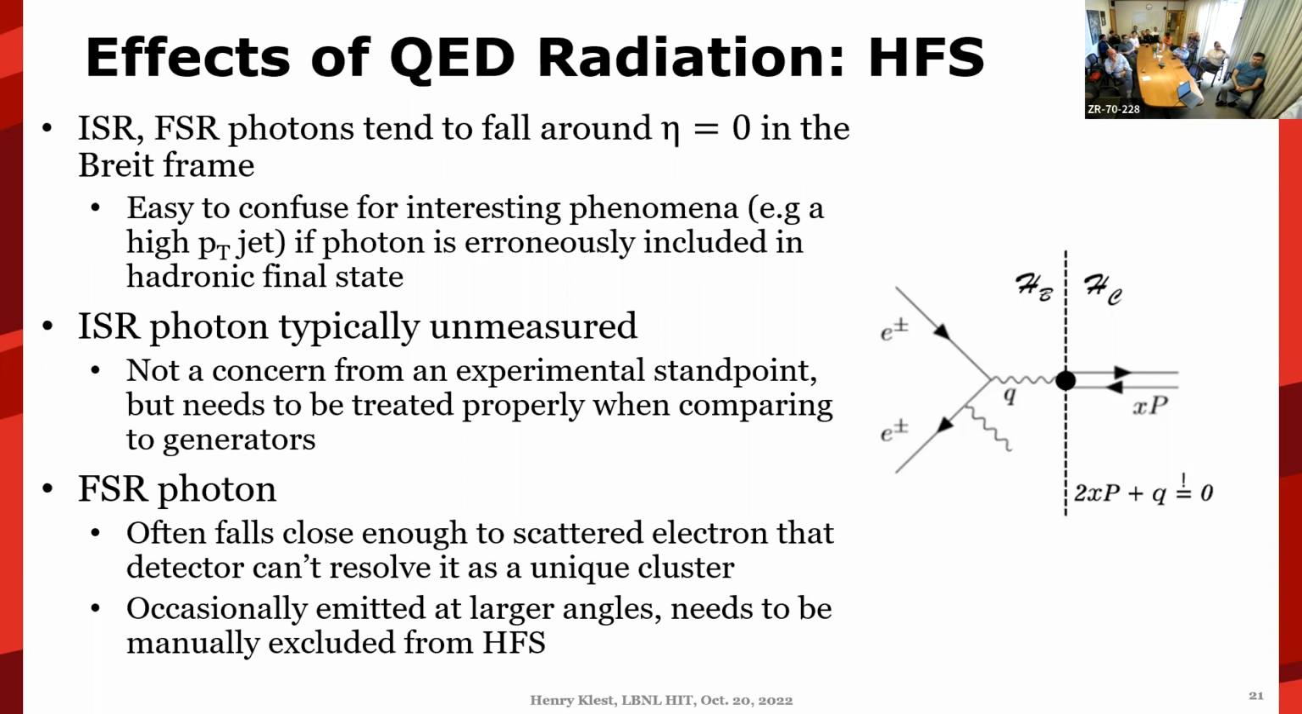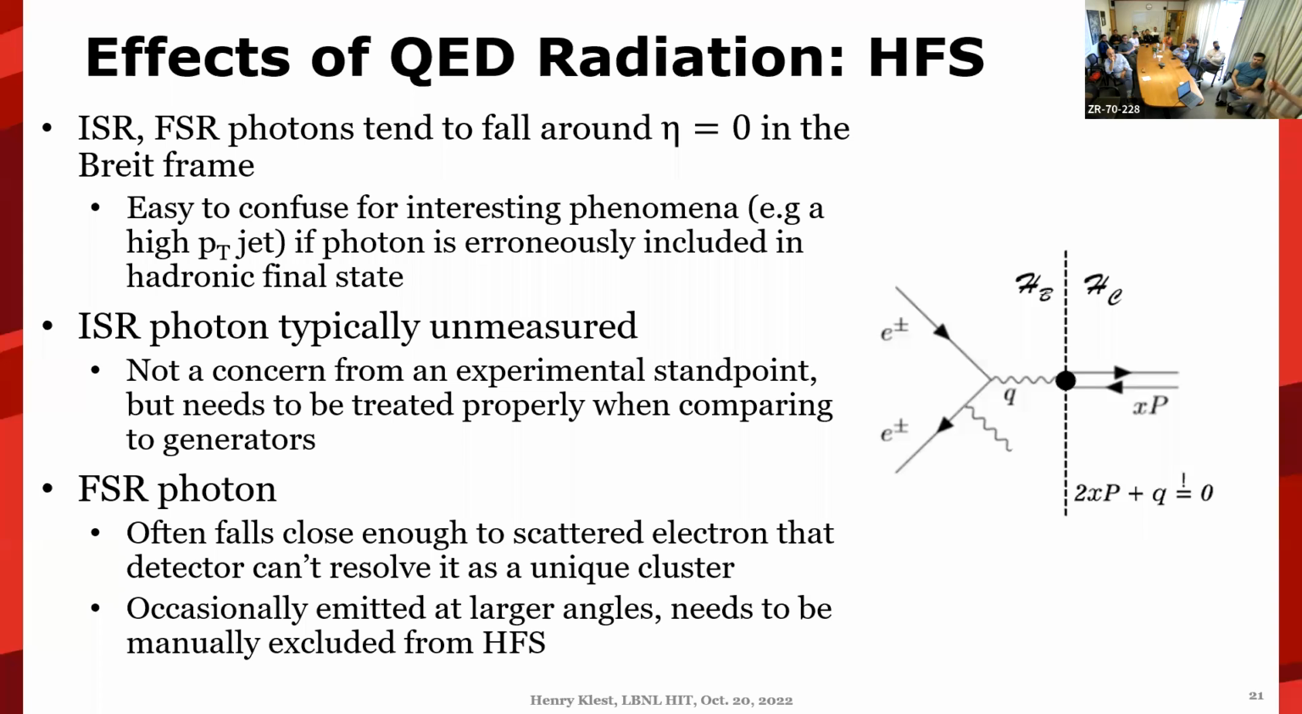Sorry, but I thought final state was collinear. Yeah, it is. So when you do the boost to the Breit frame, this is a graphical representation. The photon radiated off of, so the electron actually also falls at eta of around 0 in the Breit frame. It's really the hadrons that are geometrically separated, but the electron tends to fall around eta of 0. And so both the initial state radiated photon and the final state radiated photon tend to fall around eta of 0, which you have to then somehow deal with.